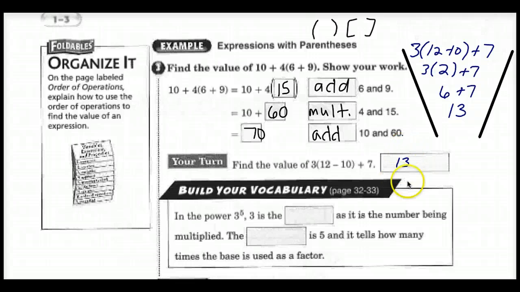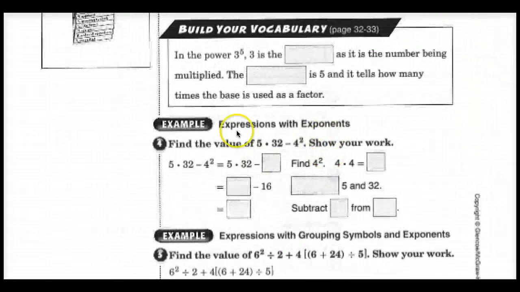Okay, so our answer to the your turn is 13. Here's the work in case you didn't get it. This is what you should be showing for each order of operations problem. Okay, on to more build your vocabulary. In the power 3 to the 5th, 3 is the base as it is the number being multiplied. So 3 is the base. You can think of it as the one on the bottom. The exponent is 5. And it tells us how many times the base is used as a factor. So the exponent is this up here. Now what does this mean, 3 to the 5th, where 3 is the base and 5 is the exponent?